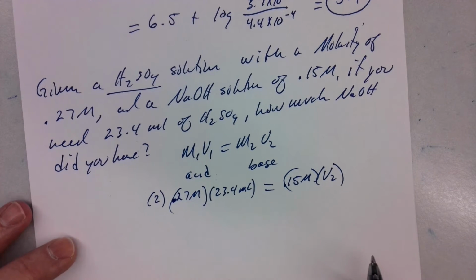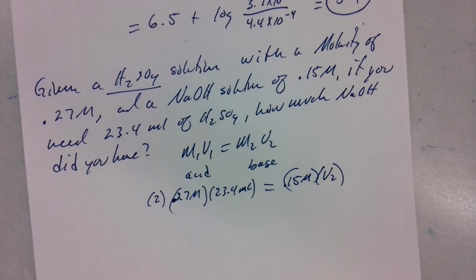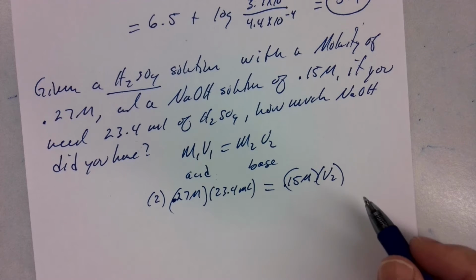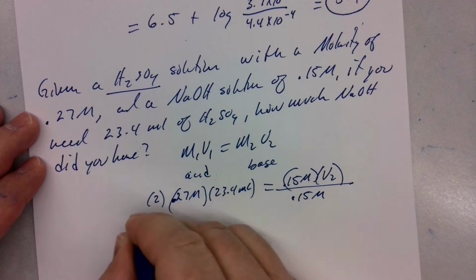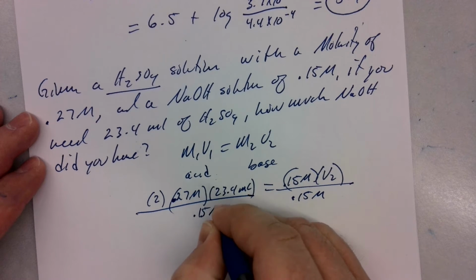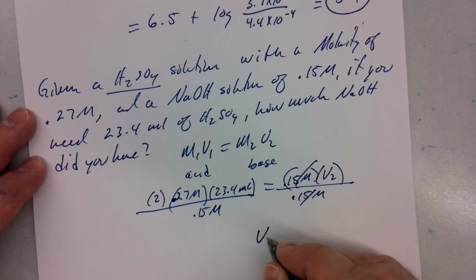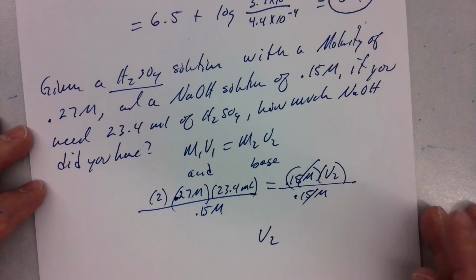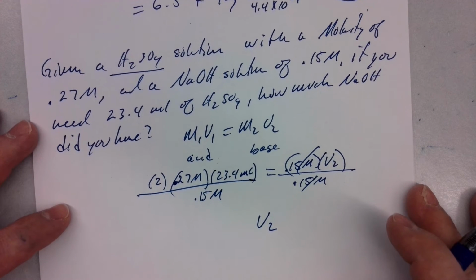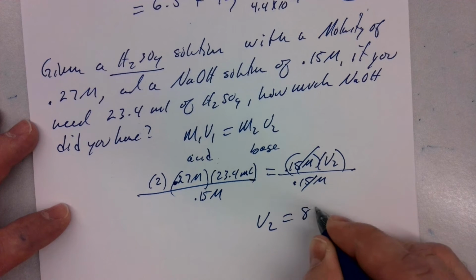Once I've got that, the mass should be... nobody? Easy, because I have a calculator. All I'm going to do is divide by 0.15 molar. 0.15 molar divided by 0.15 molar, they're gone. V2 is going to be 84. 84 mils.